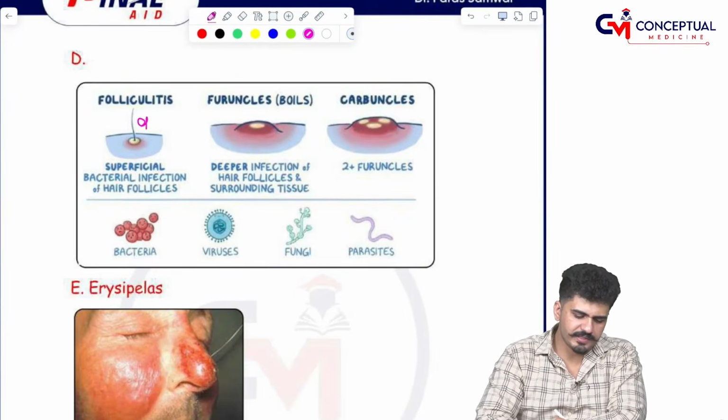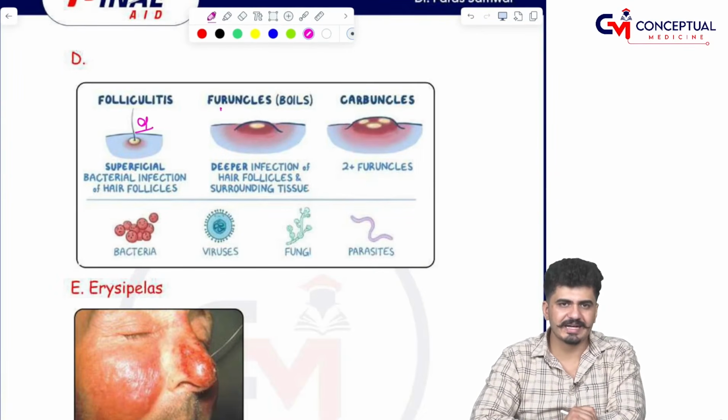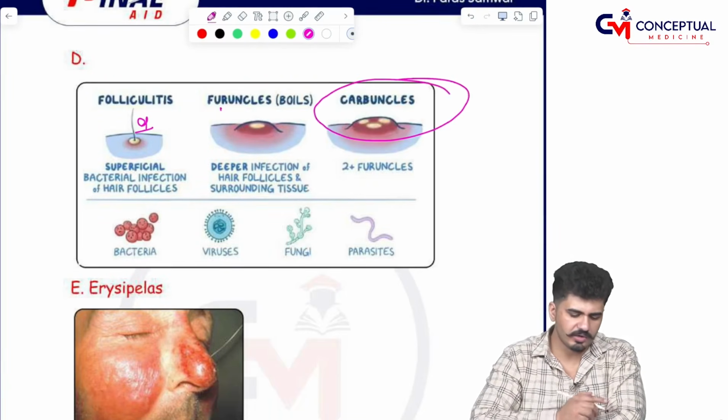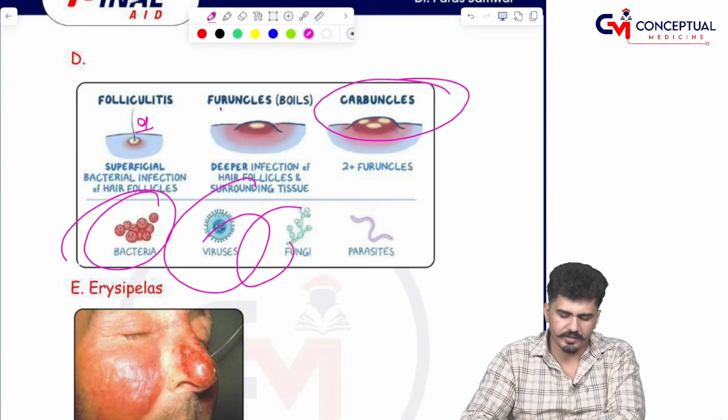Folliculitis is a superficial infection. Furunculosis is a deep infection of a hair bulb, and if multiple hairs are involved, that is called a carbuncle. The cause can be bacterial, viral, fungal or parasitic.